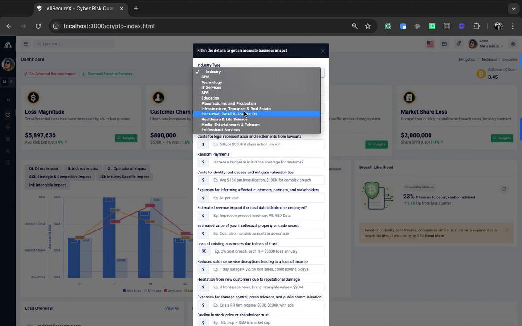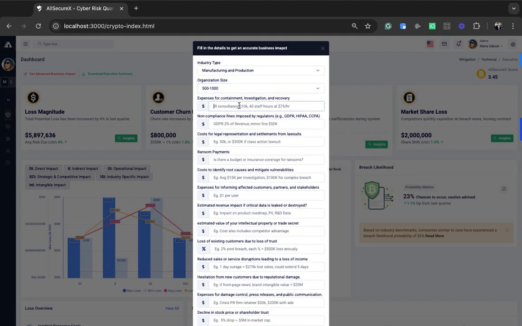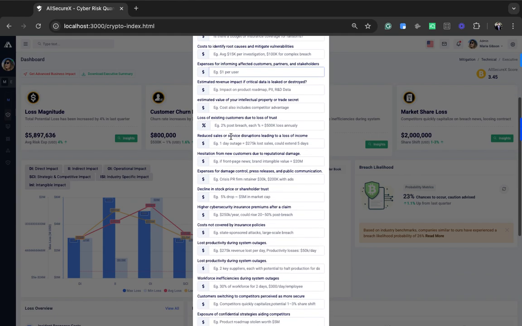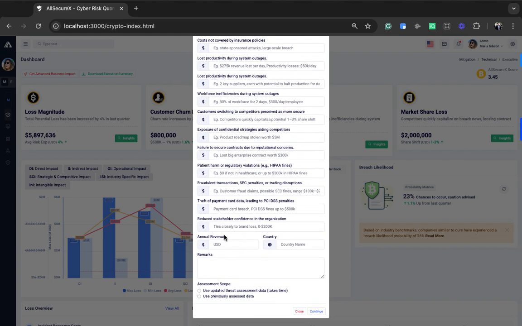For example, if your organization is in manufacturing and production, we can use this one, number of employees here, and we can fill out this form. Now you can just put it in the number form or in the form of plain text. We have models which actually read both of them, and the annual revenue, the country.